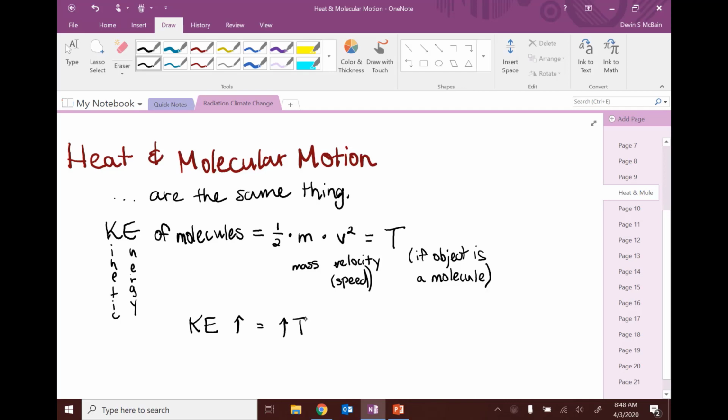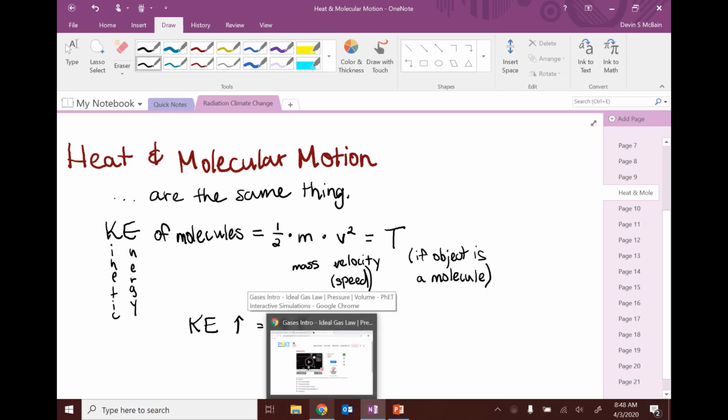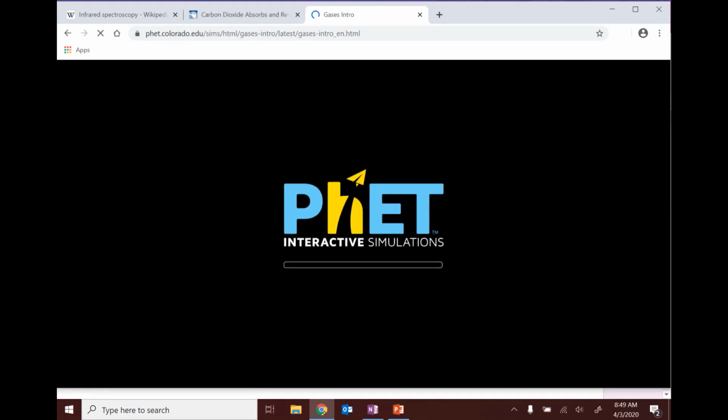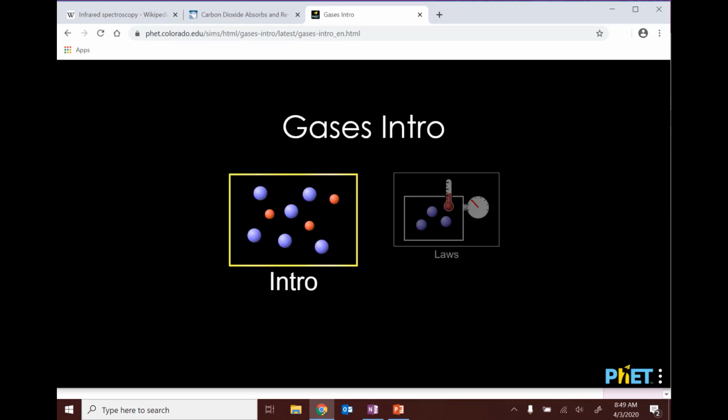Now, people often have a hard time visualizing this, so we're going to hop over to a simulation by CU Boulder, a PhET simulation. And again, if you did the extra credit activity, then you'll have already become familiar with at least one of Boulder's PhET simulations. Okay, so we're going to look at this simulation, which is just about gases.